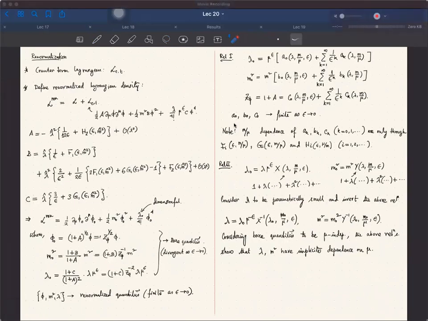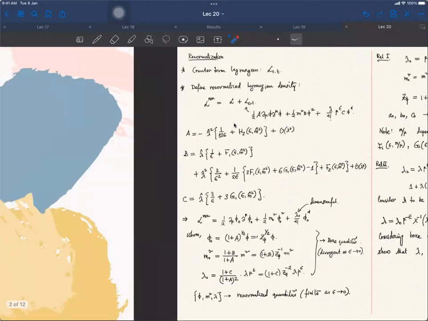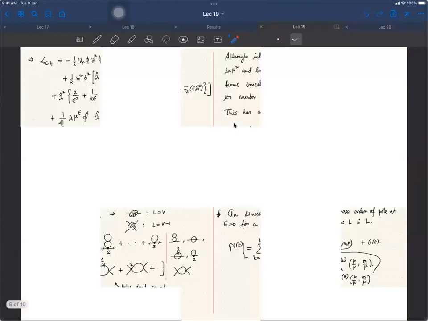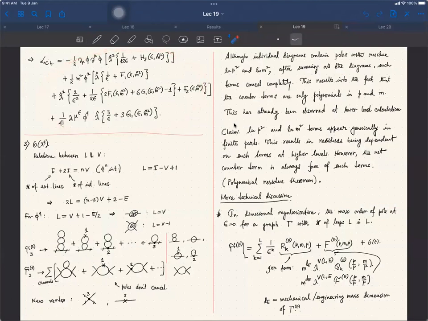So let me check. These are the expressions here. These are the counter term Lagrangian. In fact, in lecture 19, we have written the counter term Lagrangian here. So each counter term, you see, there's a pole term, and there's a finite ambiguity. These finite ambiguities are set to 0. All these H2, F1, G1, F2, they are all set to 0 in the minimal subtraction scheme.